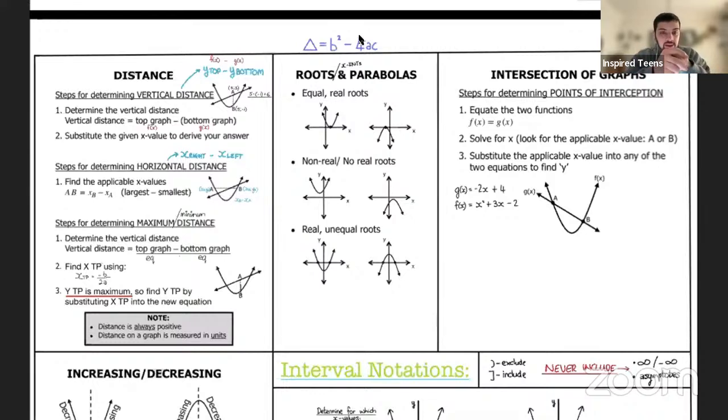So last time what we discussed was distance. Okay, we discussed vertical distance and horizontal distance, as well as the maximum or minimum distances of the two. Okay, and we did a question example. Okay, and in today's lesson, we're going to continue from roots and parabolas. Okay, so let's have a look.